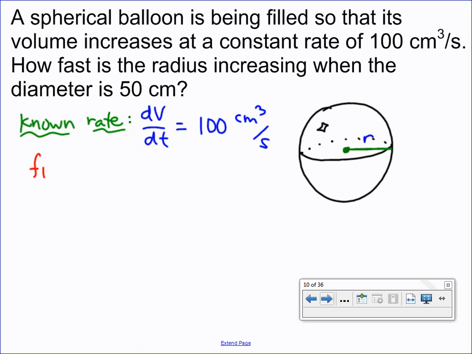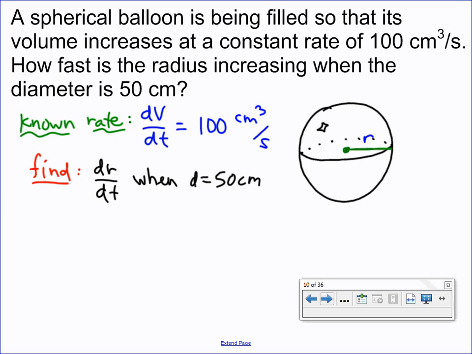Now we're going to write down what we're trying to find. So our known rate is dV/dt is 100 cubic centimeters per second. And what rate are we trying to find? Well, we want to know how fast is the radius increasing when the diameter is 50 centimeters. So what rate are we trying to find with Leibniz notation? Kobe? dr/dt? Absolutely. We want to find dr/dt at the instant when the diameter is 50 centimeters. So we want to find dr/dt when my diameter equals 50 centimeters. Okay, so step one, read the problem carefully, write down the known rates and what we're trying to find.